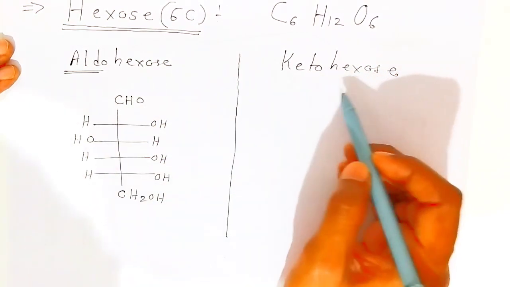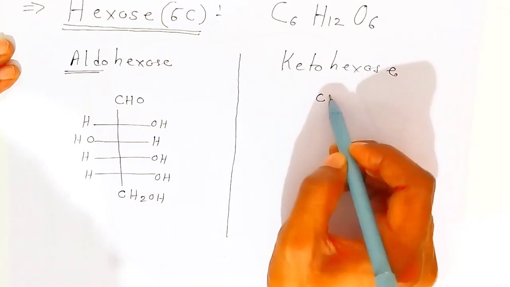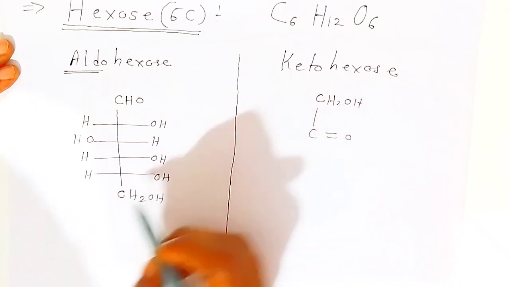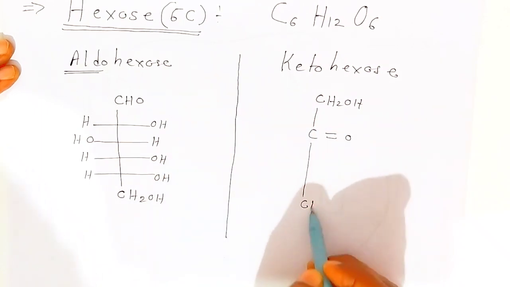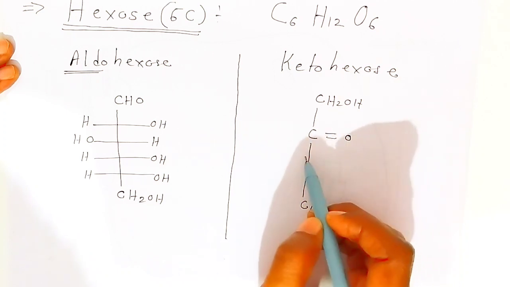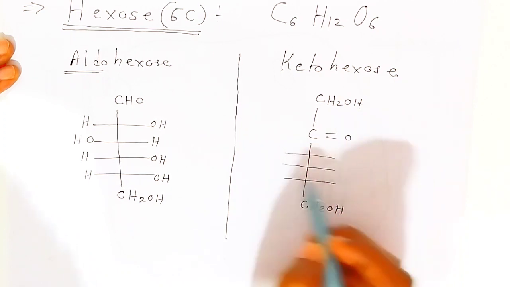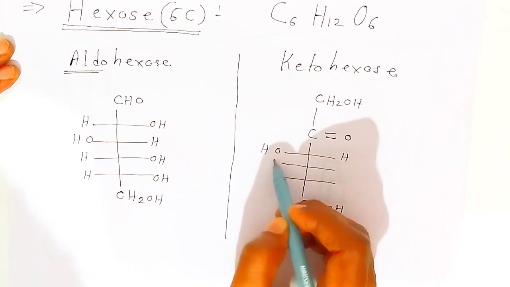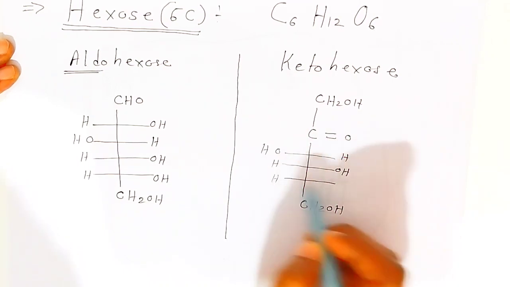Okay, students. Now if you want to draw the ketohexose, students, so CH2OH. Here, students, you have to introduce the ketone group. Then you draw the CH2OH. Now, students, 3 carbons I have drawn. 3 more carbons, for that, students, you can draw like this. Okay, students, fill this valency by hydroxyl and hydrogen. This way you have to write the valency, students.